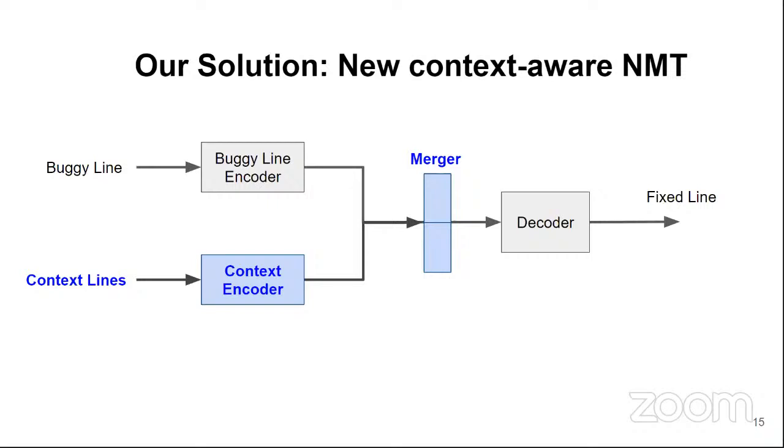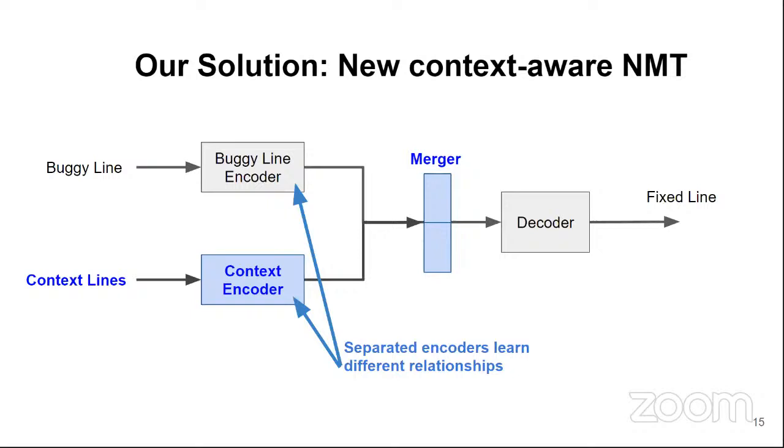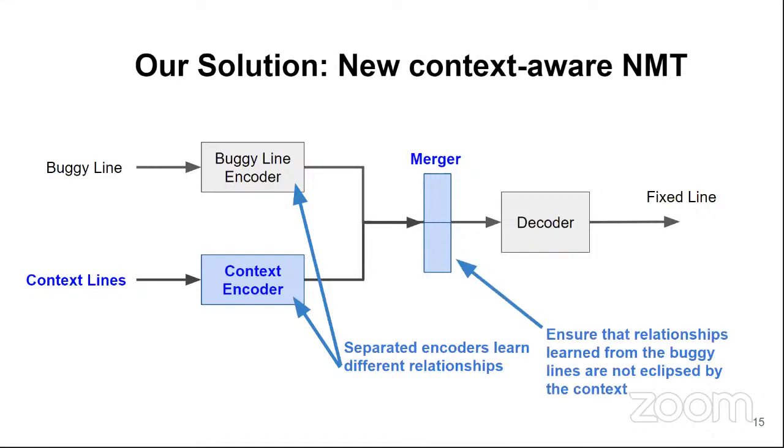We address these problems by proposing a new architecture that uses two separate encoders for the buggy line and the context line. The buggy line encoder learns relationships between buggy line and fixed line, while the context encoder learns about the relation between context and fixed lines. Then, the merger layers ensure that both buggy and context encoding are treated equally, even if the buggy line is much smaller than the context.